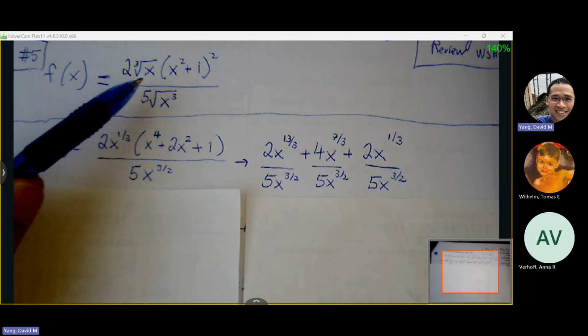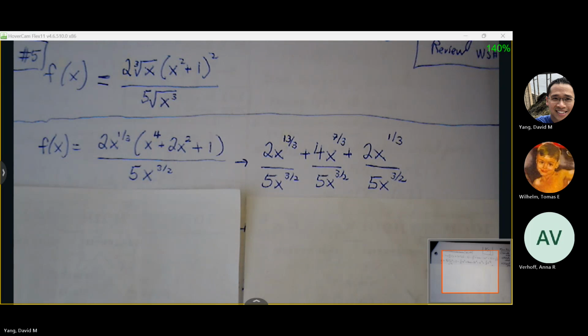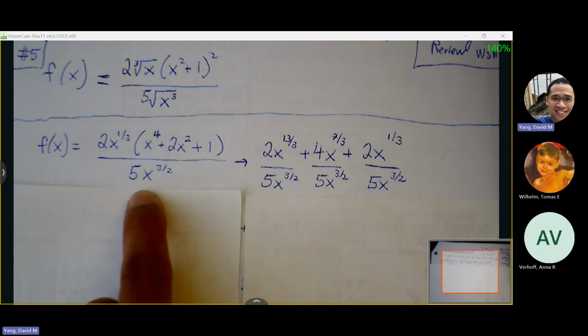This is x to the 1/3. x squared plus 1 quantity squared is the same thing as x squared plus 1 times x squared plus 1. If I expand that out, I get x to the 4th plus x squared plus x squared, which is plus 2x squared, plus 1, all over 5x to the 3/2.